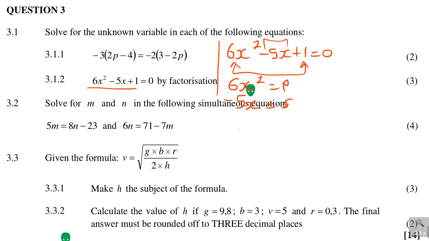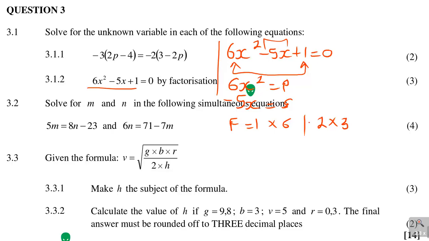So I'm looking for two numbers that I multiply them to get 6, I add them to get a negative 5. So the two numbers which are the factors of 6, it's actually 1 times 6, and the other factor is 2 times 3. So from these two factors I need a negative 5 and I need a positive 6.